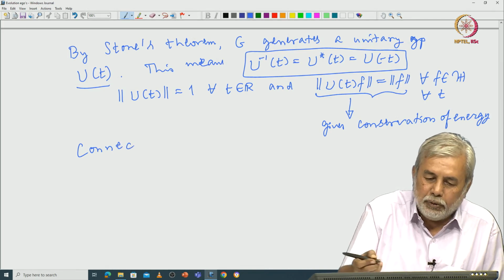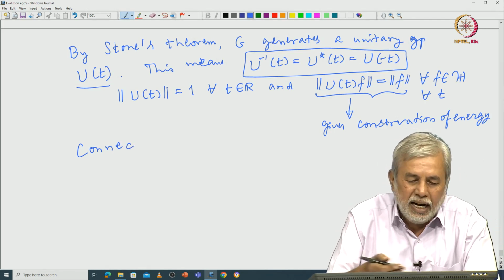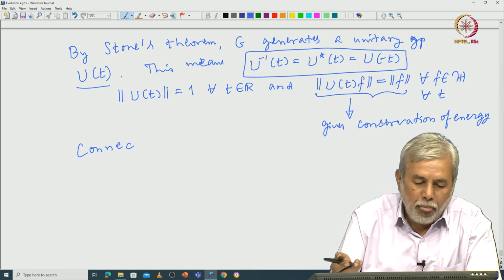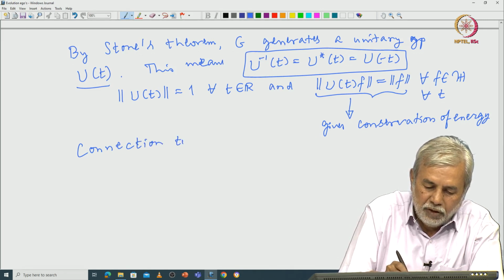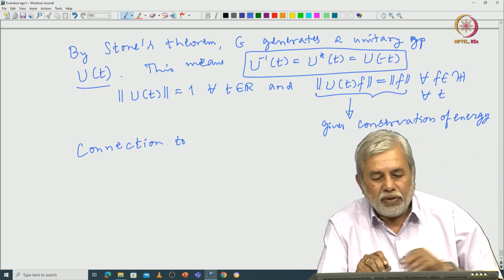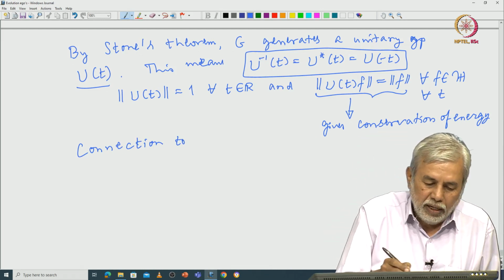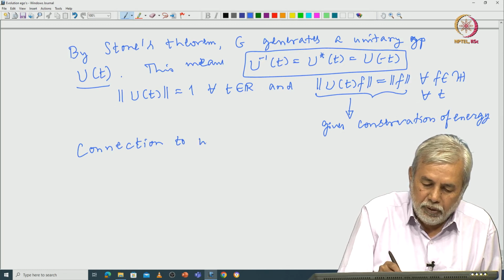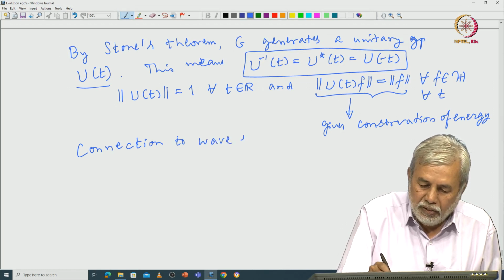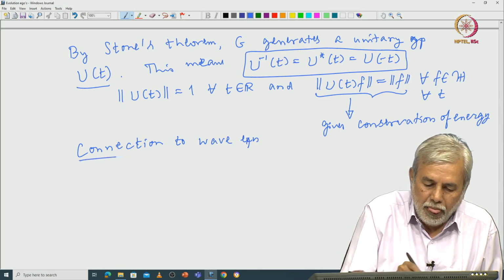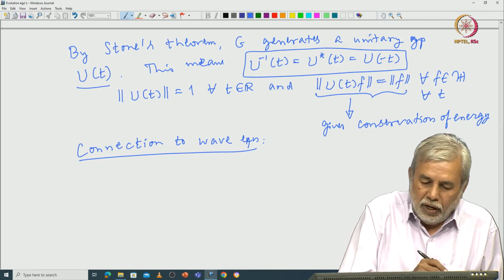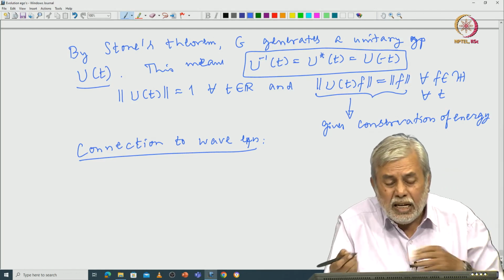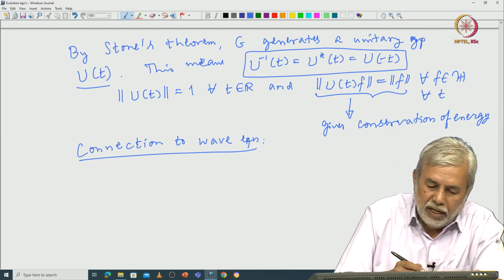So, here we only see the operator G, and now there is a unitary group, but how is it connected to the wave equation? Of course, everything has originated from there. So, we should be able to connect to the wave equation. Okay. So, again by the general theory of semigroups we developed, this happens.